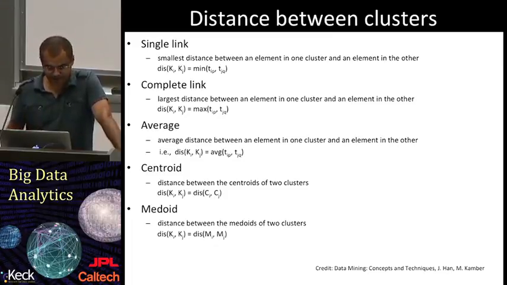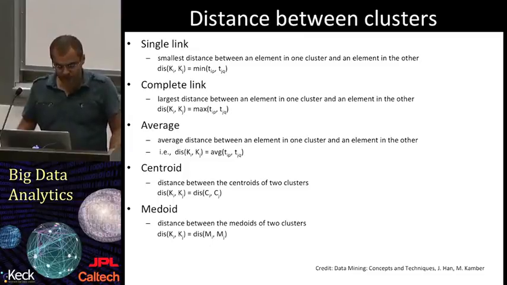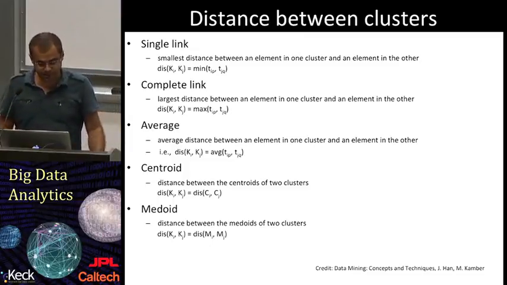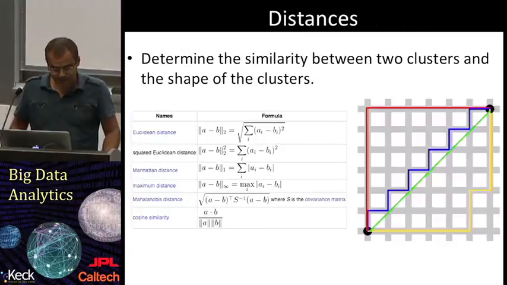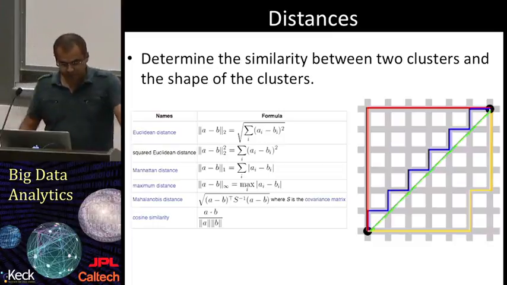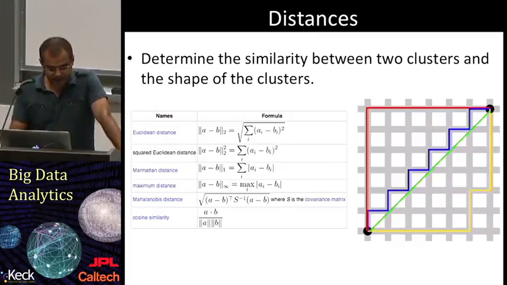On the other hand, complete link is defined as the largest distance between an element in one cluster and an element in the other. And it's easy to notice that distances have a fundamental role in unsupervised clustering, because they define the similarity between clusters and also define the shape of the clusters. So in the slides, there are some of the most commonly used distances. For example, the Euclidean distance is probably the most used, but be careful because it is extremely sensitive to the scales of the variables, so it may be a good idea to apply some sort of normalization before applying it.